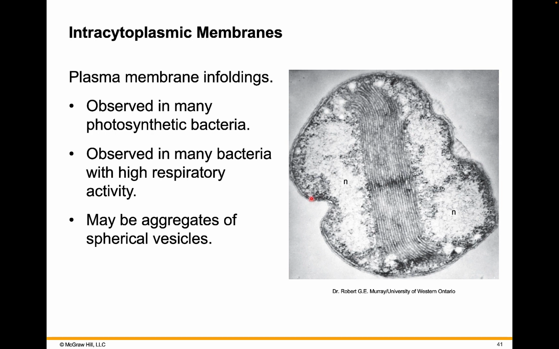So other than that, there are lots of intracytoplasmic membranes that are found in some of the bacteria, particularly in the photosynthetic bacteria, and these are known as thylakoids, just like the thylakoids that are found in the plastids in photosynthetic organisms. And these are also found in some of the bacteria with high respiratory activity, which essentially localizes many different respiratory enzymes, and aggregates of spherical vesicles may also be found.